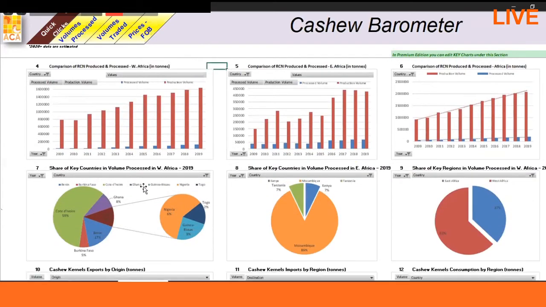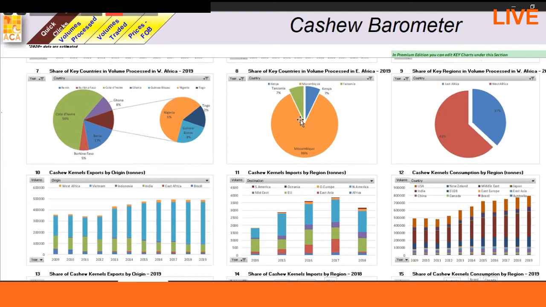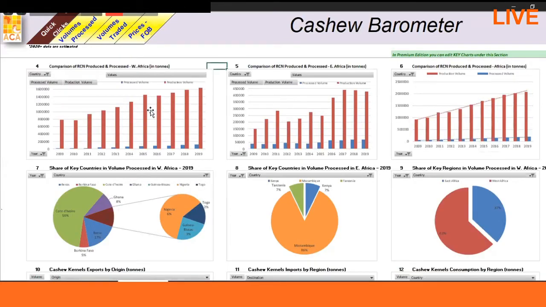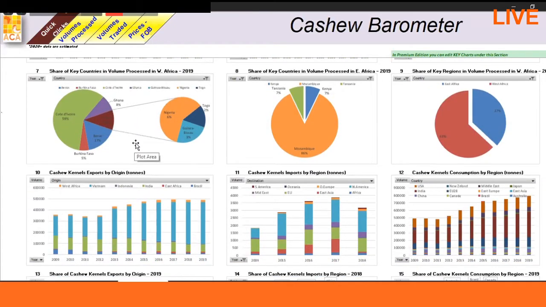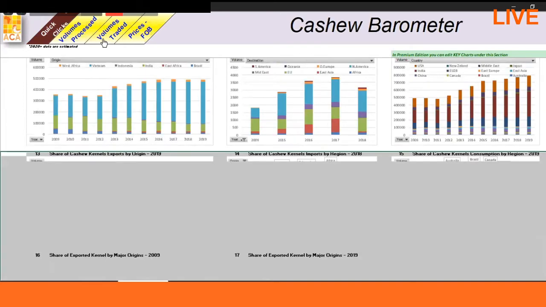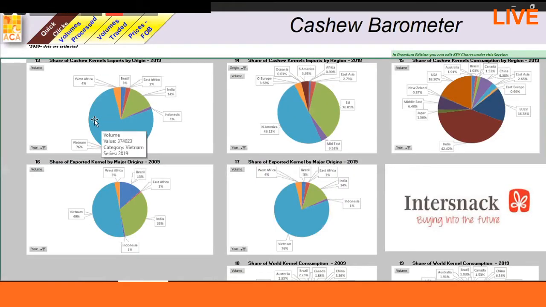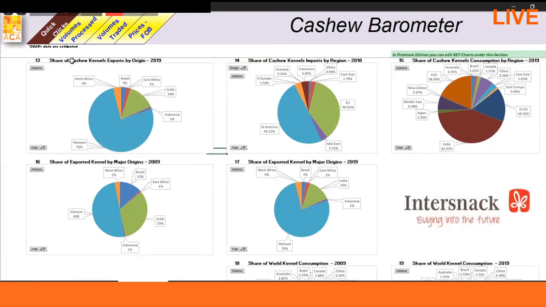Again, if you look at the volume processed, this is a different perspective. So they are putting in bar charts to also show what percentages are allocated to particular countries when it comes to processing. And it's also very much like the information we had here, but here it's giving you the actual figures, whereas the relative amounts or percentages are shown here. Now, when you take the volume traded, you are looking at which countries are kernel exporters. So we're looking at kernel exporters by origin.